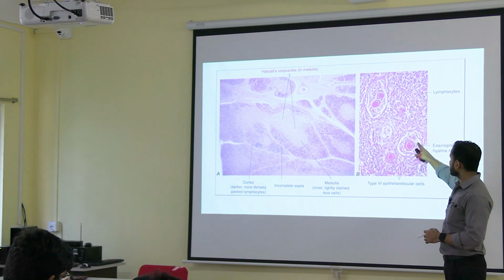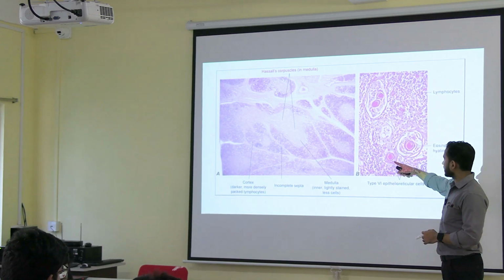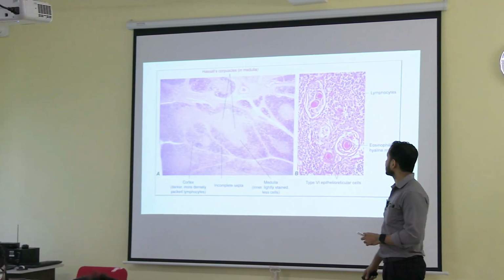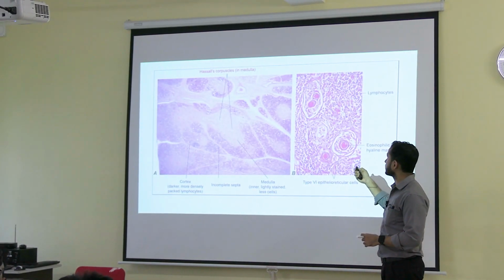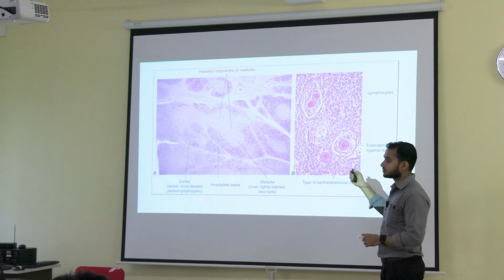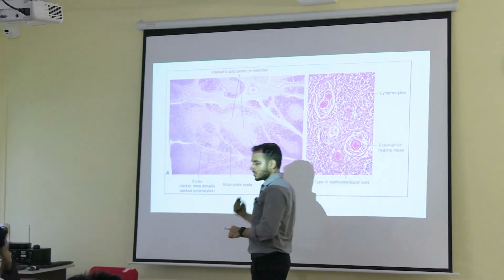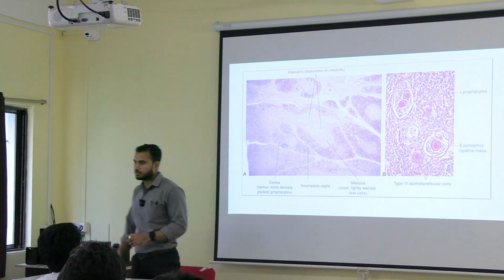Now, here you can see the magnified view of the thymus, where you can see the Hassall's corpuscle, the type 6 reticuloepithelial cells, and the aggregation of lymphocytes. So which part will this be, if there is the Hassall's corpuscle? Medulla.